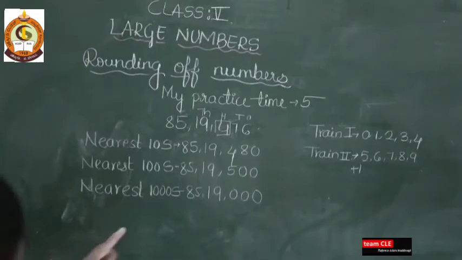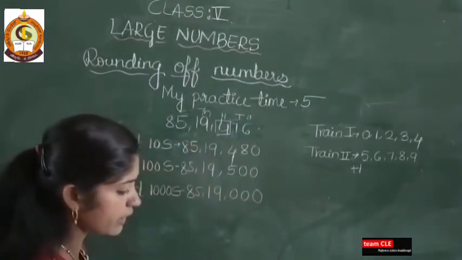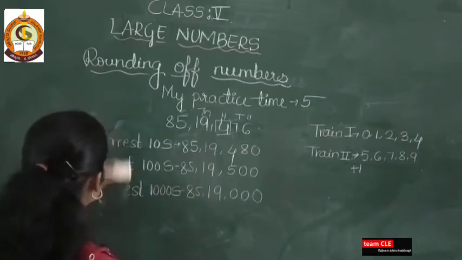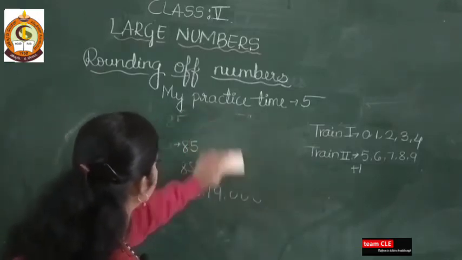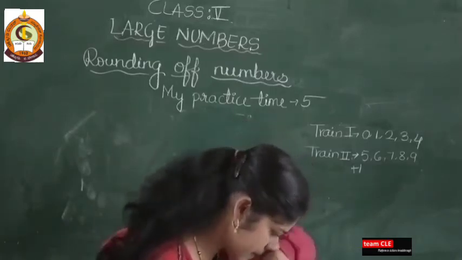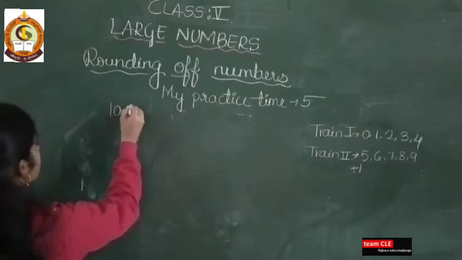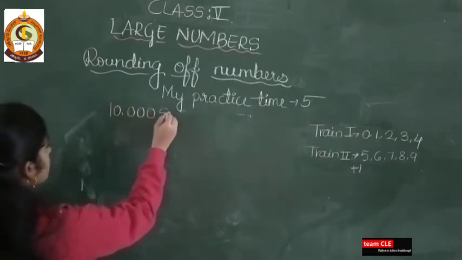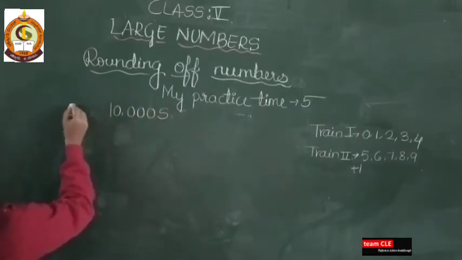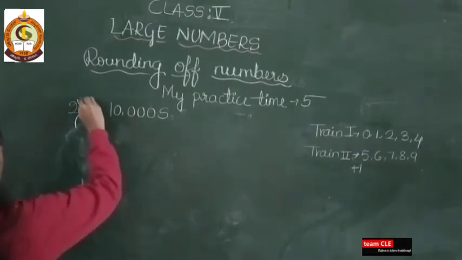Yes, this is my practice time for you. First question: round off numbers to the nearest 10,000s. See here, nearest to 10,000s. So this is the second question, nearest to 10,000s.